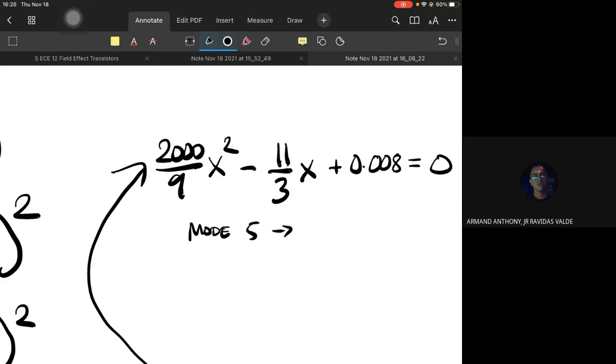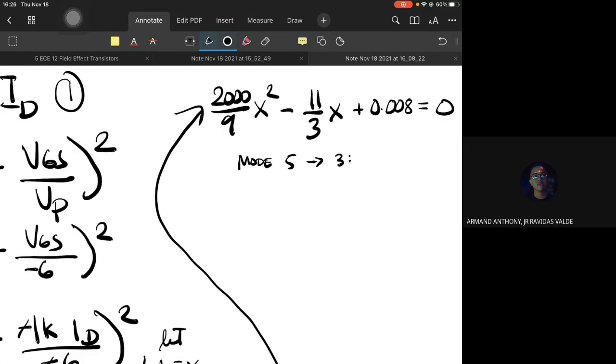And then, option 3. So, i-input lang na siya dito sa mode 5, option 3. I-input ang mga coefficient 2,000 over 9, negative 11 over 3, o 0.008. Basta kaya nga ito makuha.